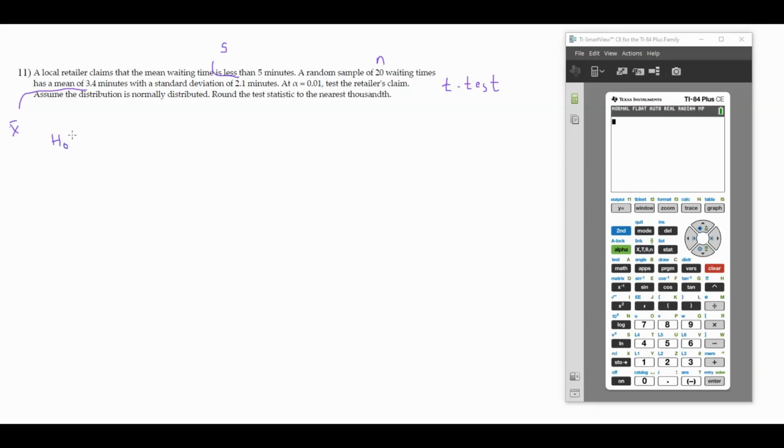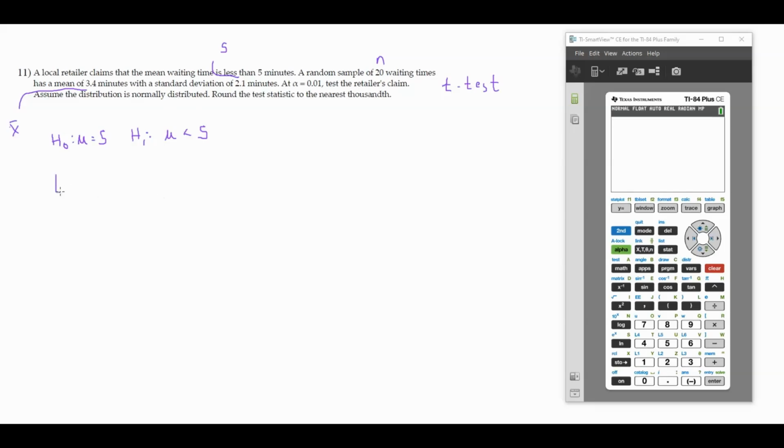My null hypothesis and my alternative hypothesis, sometimes called test hypothesis. Well, hypotheses are always stated in terms of population parameters. And so the claim is that it's less than 5 minutes. So I'm going to say, hey, the waiting time is 5 minutes. And then the claim is, in this case, the alternative, mu is less than 5. So we want to see, is there evidence to support this claim?